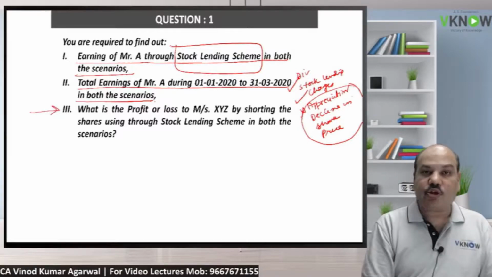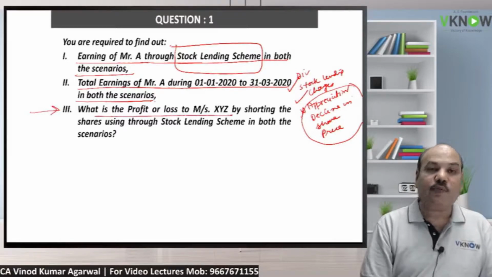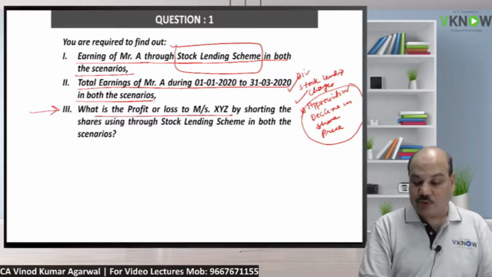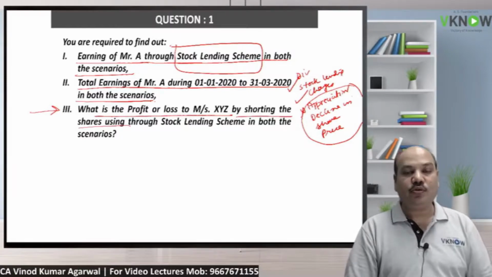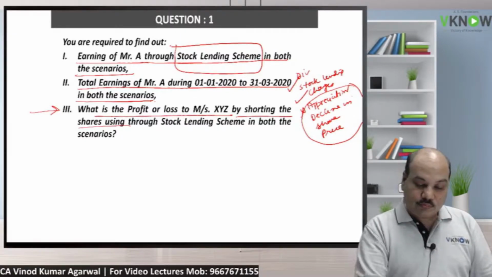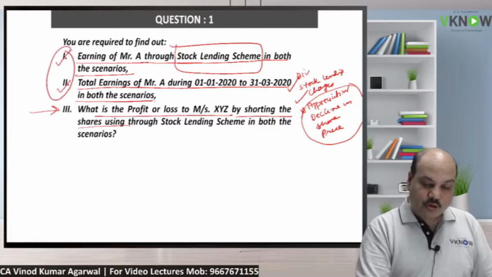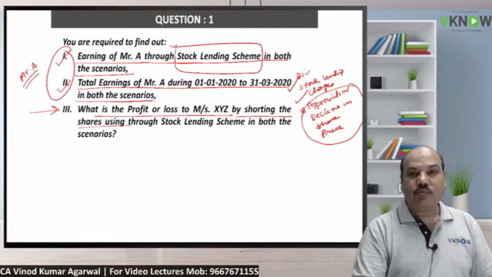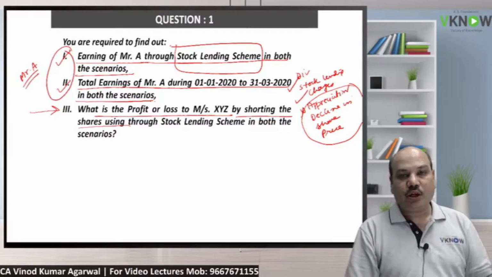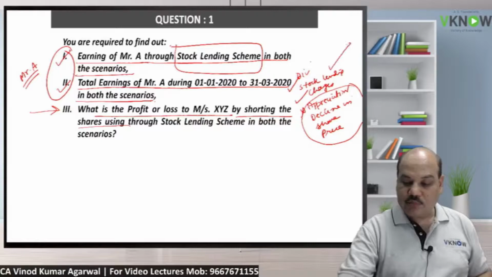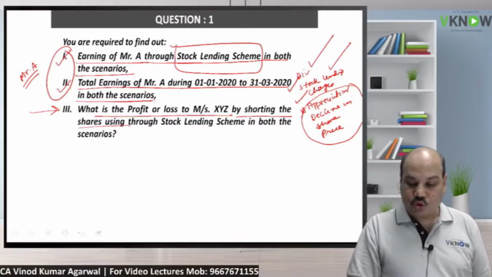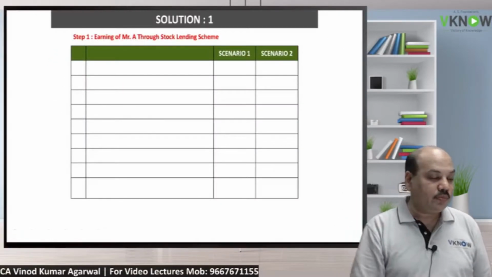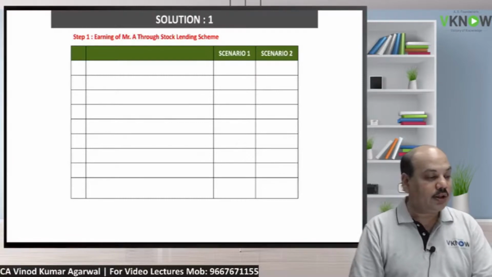And then the question is from the short seller's point of view, what is the profit or loss to Messrs XYZ by shorting the shares through stock lending scheme in both the scenarios. So first we will solve these two questions. This is from Mr. A's point of view. This we can solve in one table only. I have to find first the stock lending charge, dividend, that will give you total earning, right? So those who are interested, write down in the notebook. Others can check the answer in the RTP May 2022. This was question number 1.